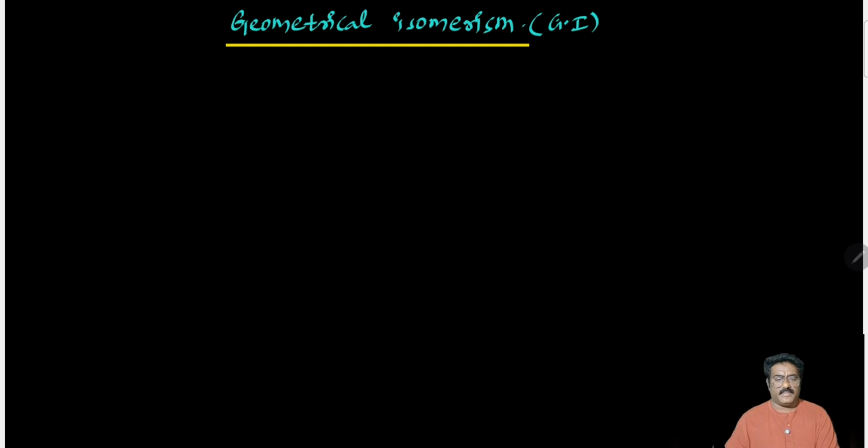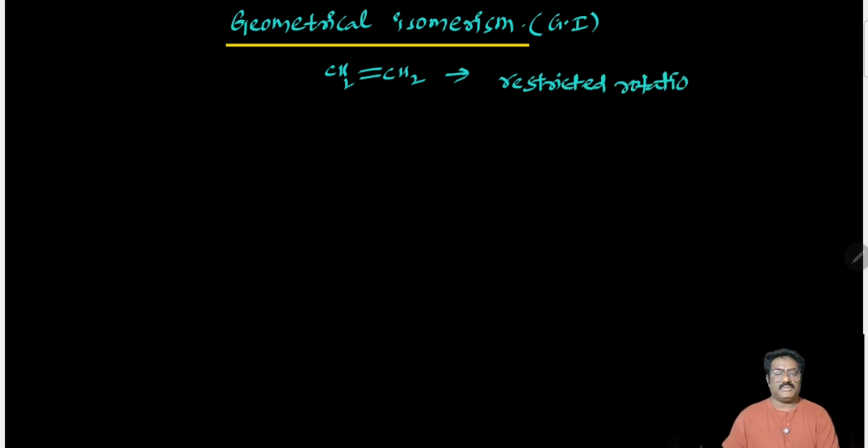Have a look at CH2=CH2. The carbon-carbon double bond has restricted rotation. What is meant by restricted rotation? The carbon-carbon double bond does not rotate. Carbon-carbon bonds with restricted rotation can show geometrical isomerism. These are isomers which arise due to restricted rotation.